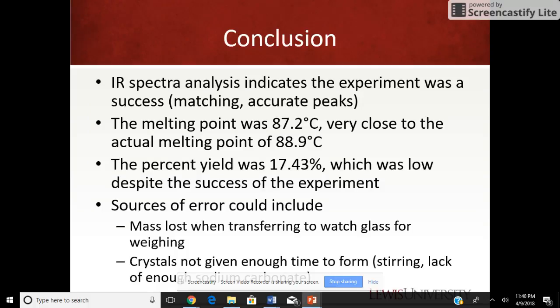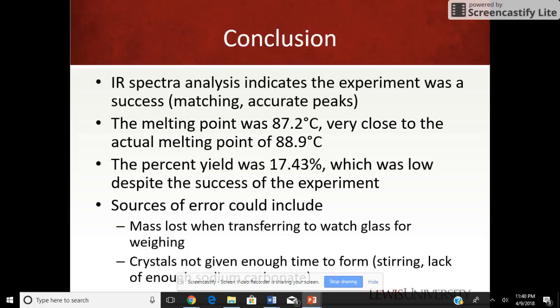But the IR spectra analysis tells me that this experiment was a success because I did get benzocaine, essentially due to the peaks all matching up in the actual and the experimental IR spectrum. Like I mentioned before, the melting point was 87.2, which is pretty close to the actual at 88.9.